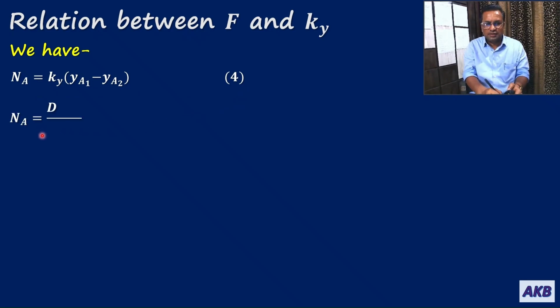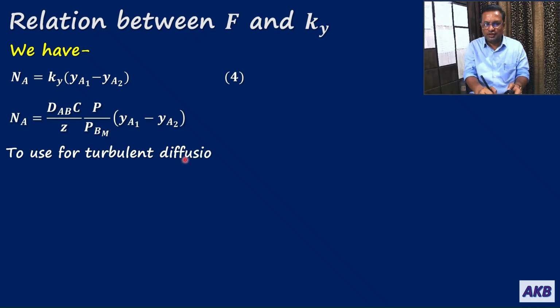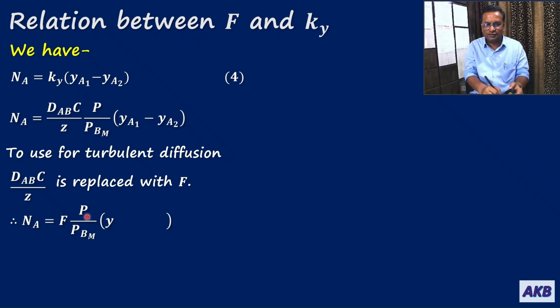And we got this equation, Na is equal to DABC upon Z into P upon PBM into Ya1 minus Ya2. Now, in order to use it for turbulent diffusion, what we have to do? We have to replace the group DABC upon Z with F, the F-type mass transfer coefficient. So therefore, it will be Na is equal to F into P upon PBM into Ya1 minus Ya2. Let this be equation 5.